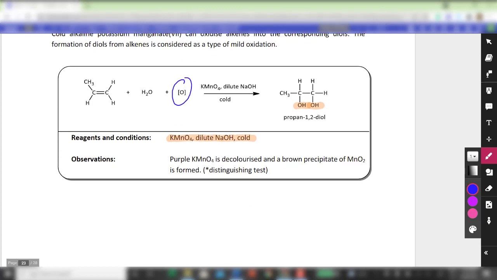The observation is also worth taking note of. Purple permanganate will decolorize and you will get brown ppt of MnO2. This is as opposed to strong oxidation condition where the purple permanganate decolorizes to give a colorless solution, which is Mn2+. So there is a slight difference. You might want to take note of the difference in conditions as well.